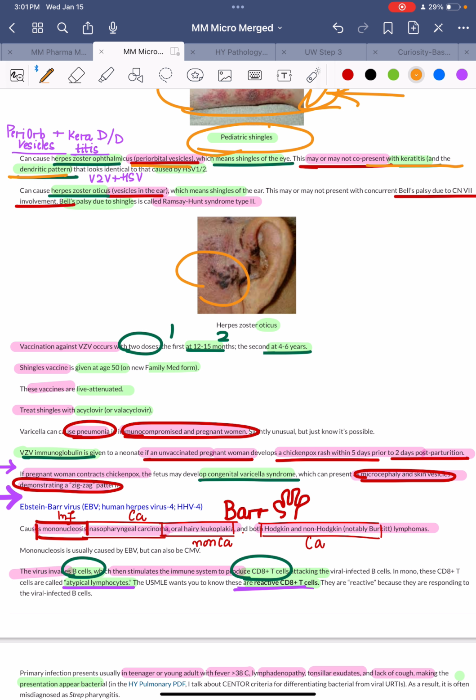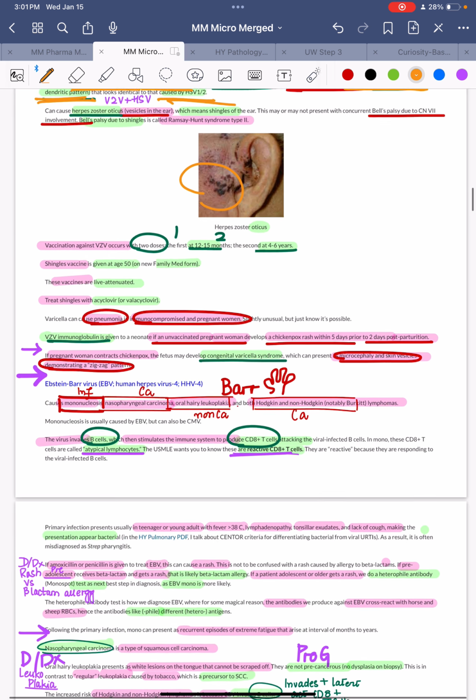So this dendritic pattern with periorbital vesicles, keratitis, along with the fluorescein illumination of the dendritic pattern, can be caused by both HSV1 and 2, and it can also be caused by the VZV. In case of VZV, the diagnosis is herpes zoster ophthalmicus, but of course in the answer choices they will either give you HSV1 and 2 or they will give you VZV. They won't give both, right?